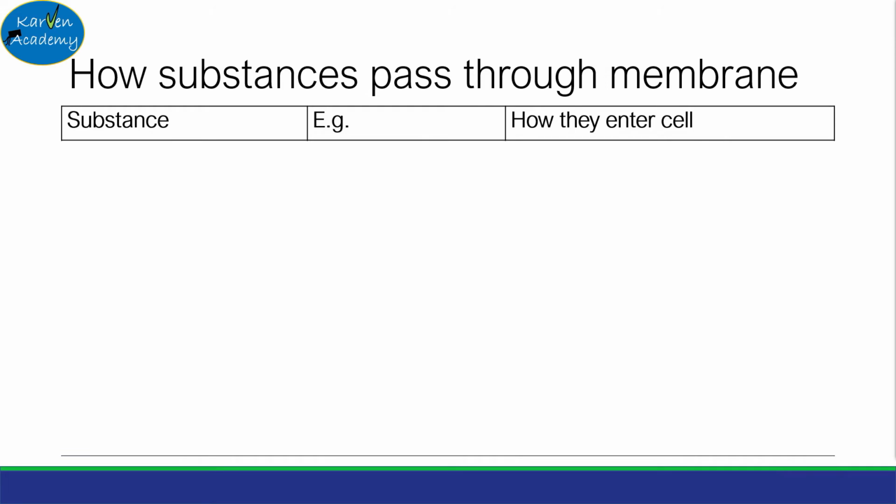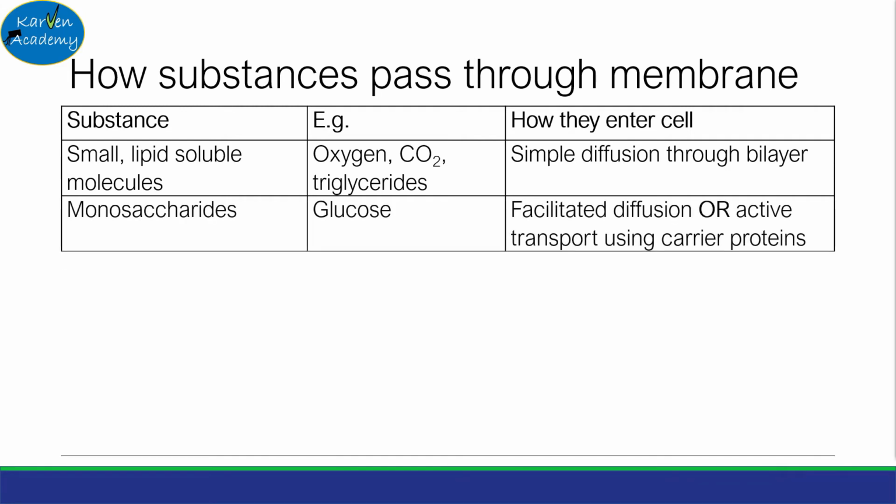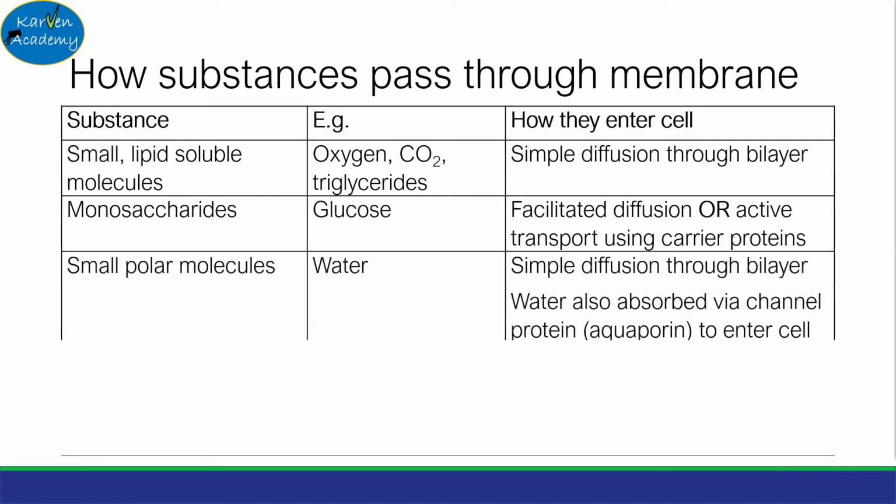Now let's look at how common substances pass through the cell membrane. Small lipid-soluble molecules such as oxygen, carbon dioxide, and triglycerides pass through the bilayer by simple diffusion. Monosaccharides, like glucose, enter the cells by facilitated diffusion using carrier proteins. Details about facilitated diffusion will be discussed in another video.